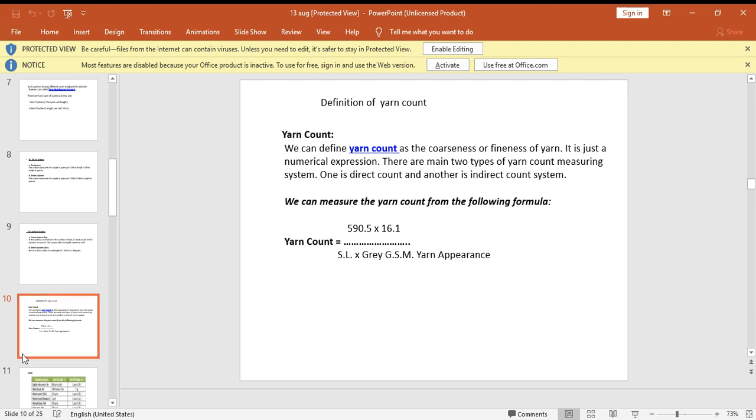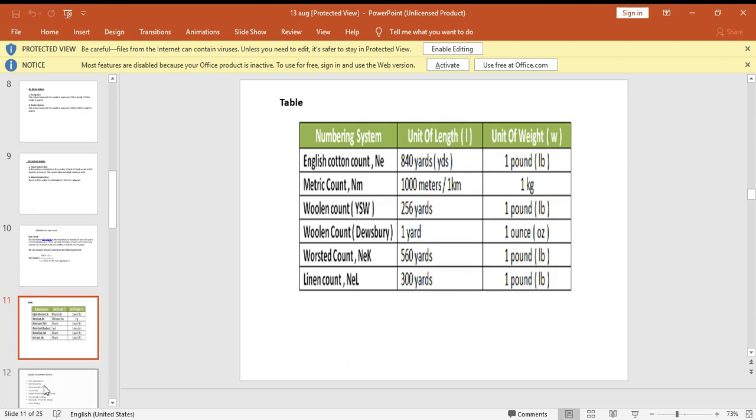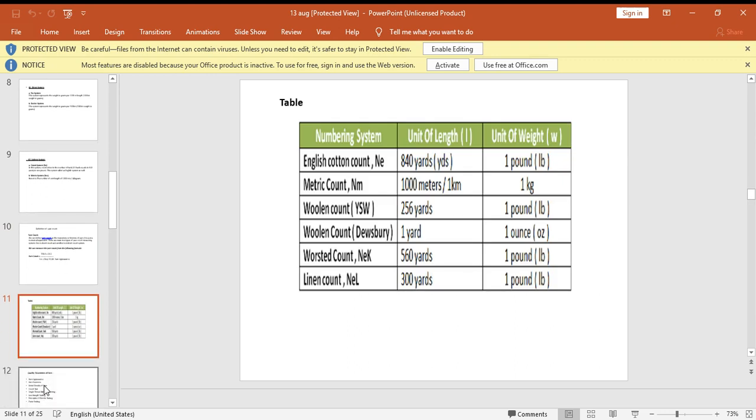So the basics are needed in the first semester. Next, in the table we can see the numbering system, unit of length and unit of weight. Coming to the English cotton count, 840 yards is the unit length and 1 pound is the unit weight. For the metric count, it is 1000 meters and 1 kg. For the woolen count, it is 256 yards and 1 pound.